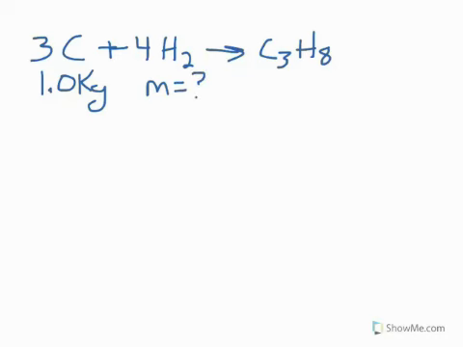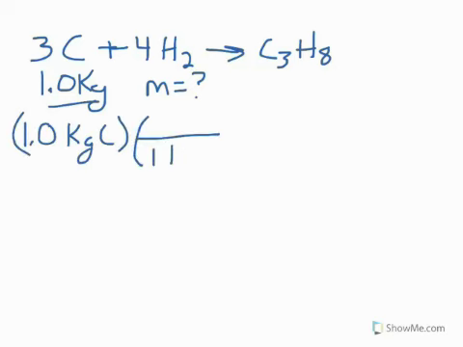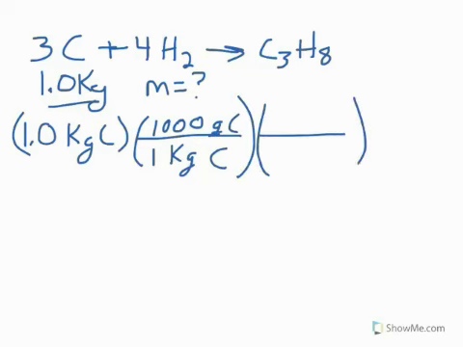So we start with our quantity, 1.0 kilograms of carbon, 1 kilogram per 1,000 grams of carbon. Don't forget to do that. And I don't have to calculate a molar mass. It's 12.011 grams of carbon per mole carbon. That's from the periodic table.